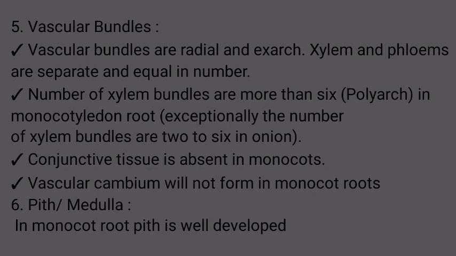The sixth one, pith or medulla. In monocot root, pith or medulla is well developed. Here you have to remember the number of vascular bundles. Generally in monocotyledonous plant roots, the number of vascular bundles is more than 6, which is called polyarch condition. Conjunctive tissue is absent, there is no formation of vascular cambium. Coming to medulla or pith, in monocotyledonous roots, pith is well developed.